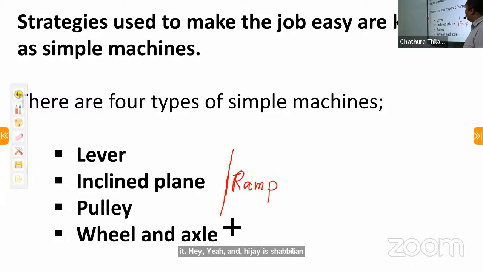Ramp is an inclined plane. Pulley. Wheel and axle. Wheel and axle. 4 types.